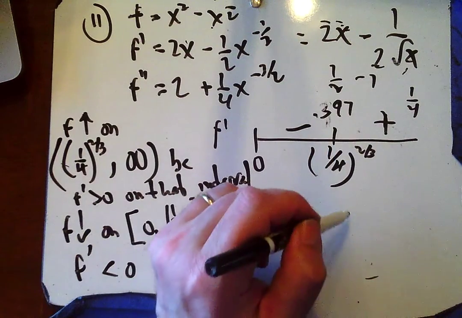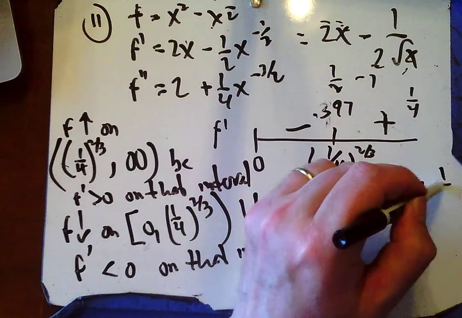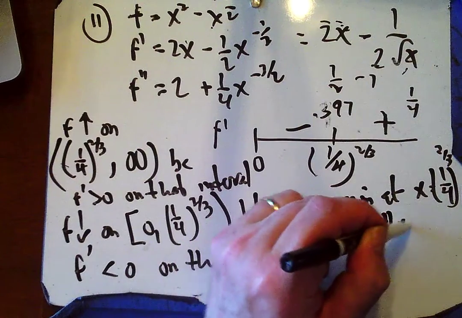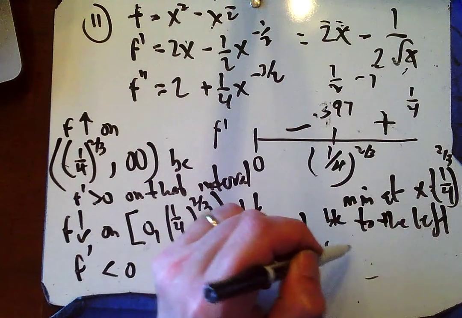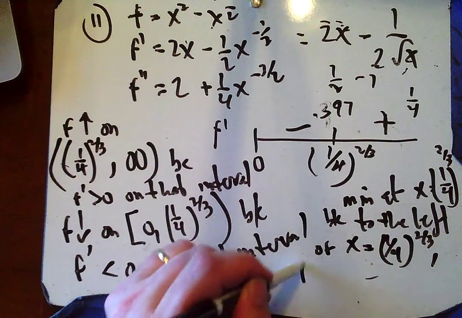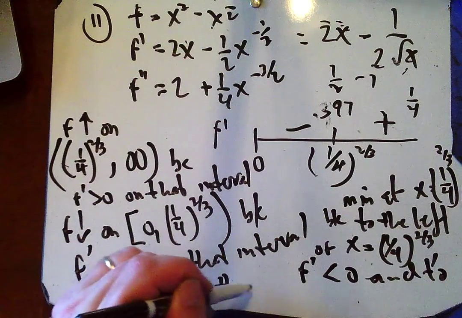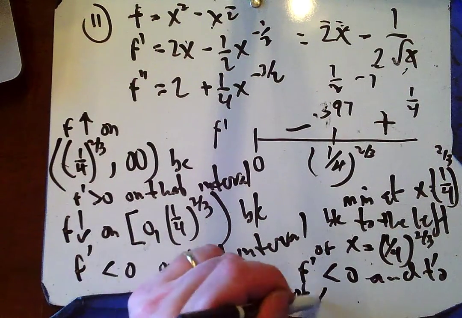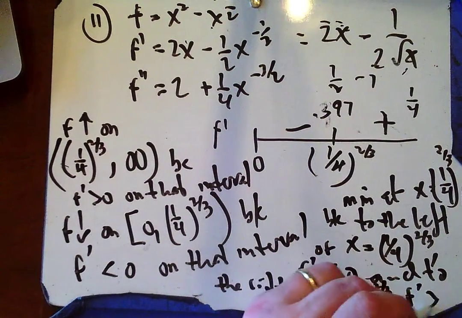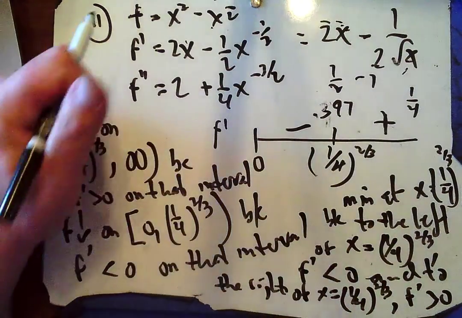Okay, what else do we need? What do we have here? We have a min at x equals 1/4 to the 2/3, because to the left of x equals 1/4 to the 2/3, f prime is less than 0, and to the right of x equals 1/4 to the 2/3, f prime is greater than 0.